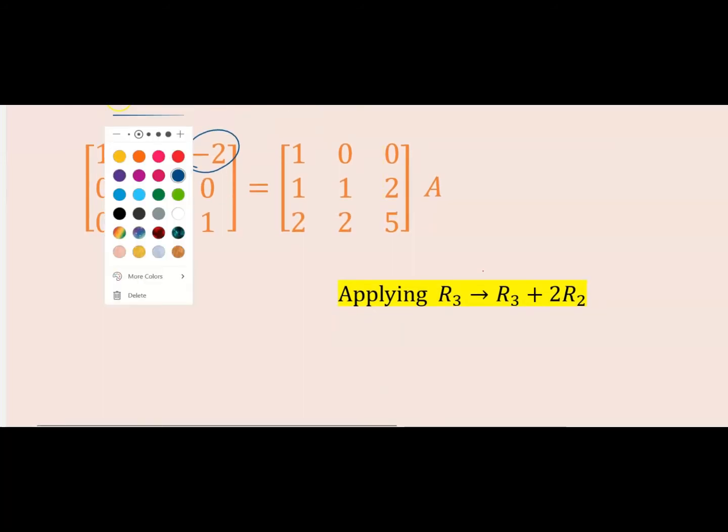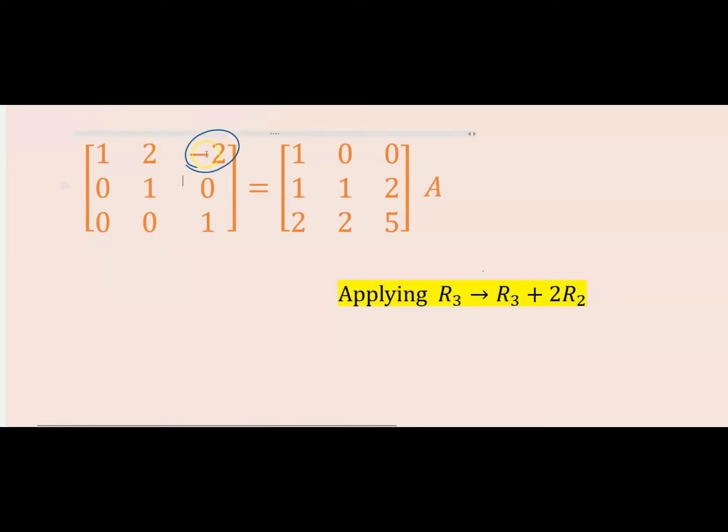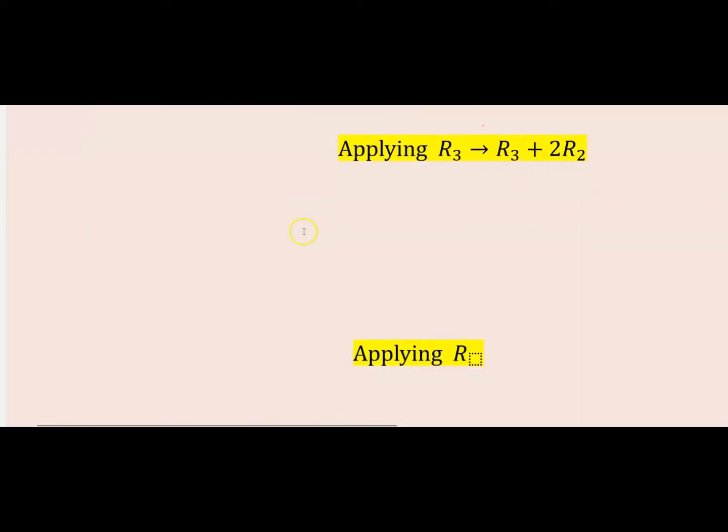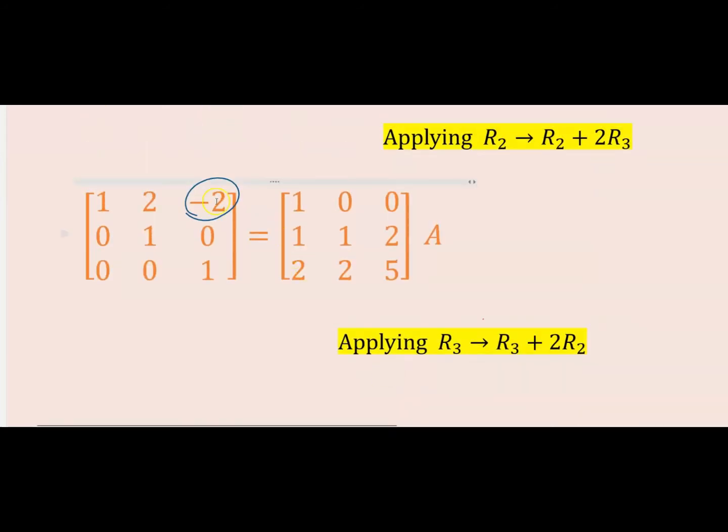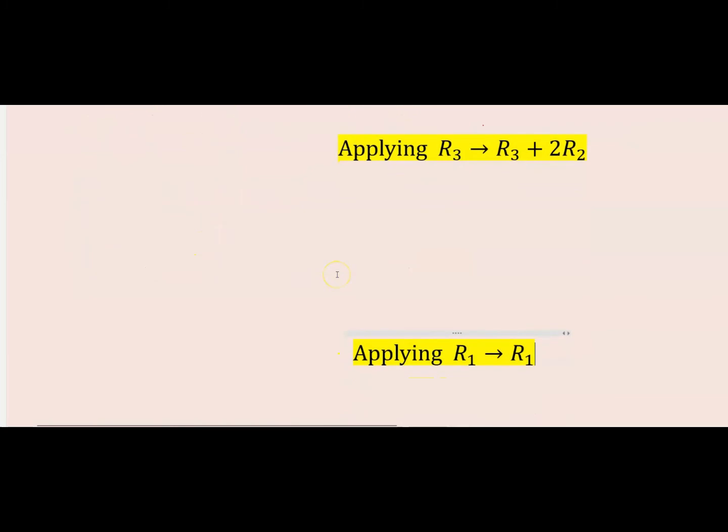So we need to convert this entry to 0 now. Which operation will we apply? Now we will apply the operation to R1, right? That is R1. And what operation can we apply here? We can apply the operation with R3. So it will be R1 plus 2R3, so that it will be 0.